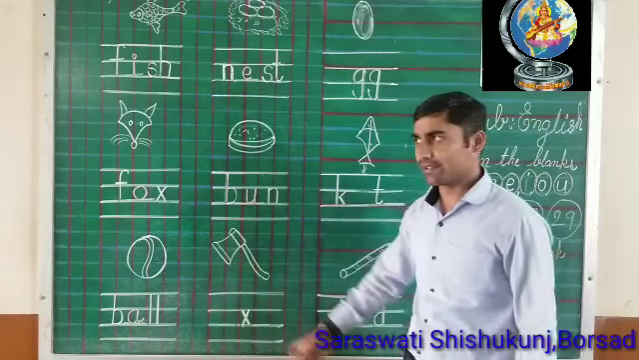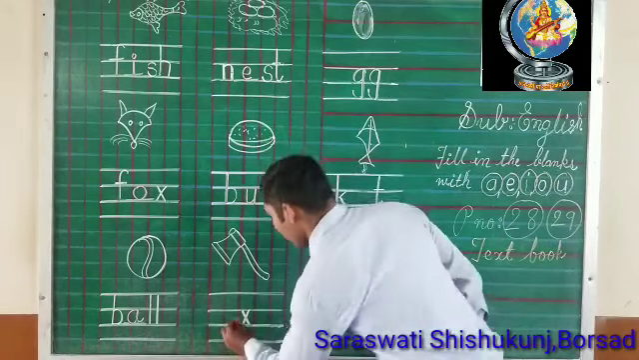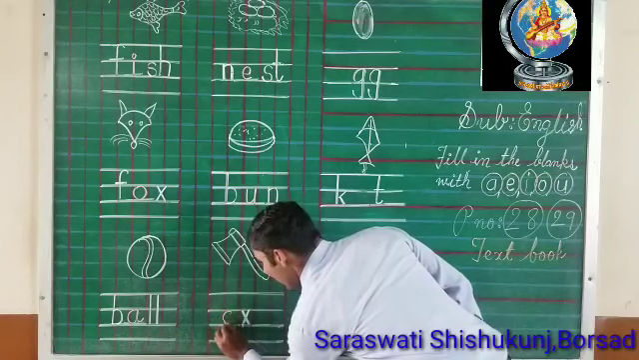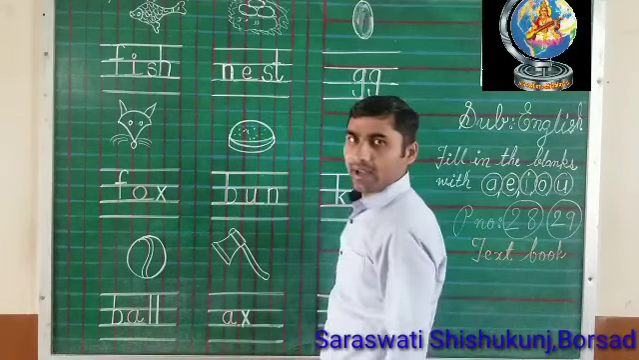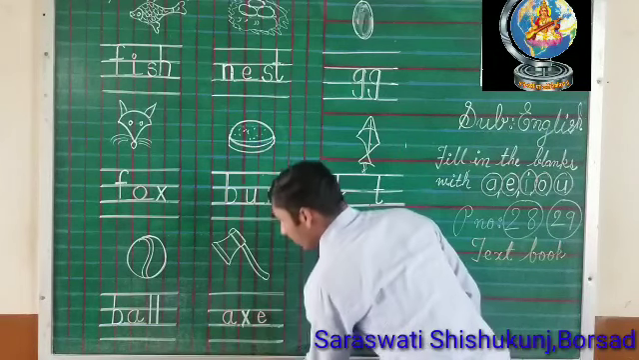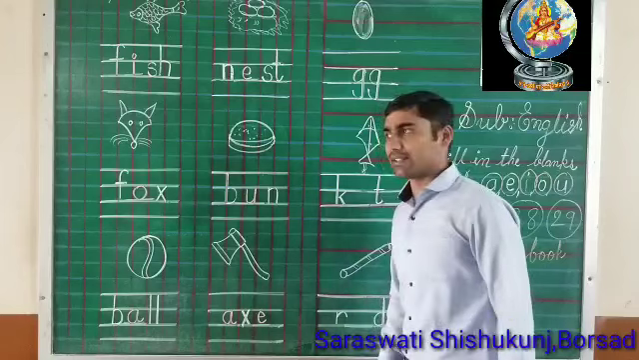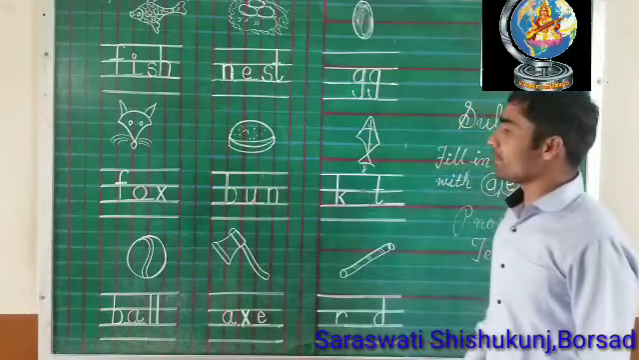Okay, next. X. S, A, X. Right? E will come here. Second line is completed.